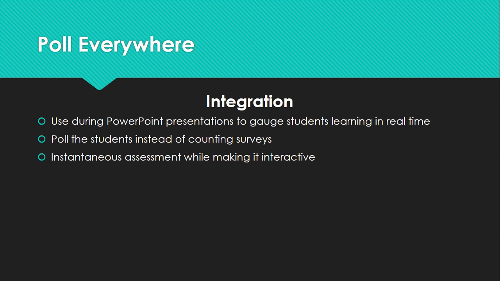You'll be able to poll the students instead of counting surveys. So if I have a survey of what's the next topic we would like to learn about, whether it's chicken butchering or beef butchering, we can do a poll through there, and I don't have to count surveys. It's automatically going to break that down for me, and instantaneous. And once again, instantaneous assessment while making it interactive and more fun for the students.